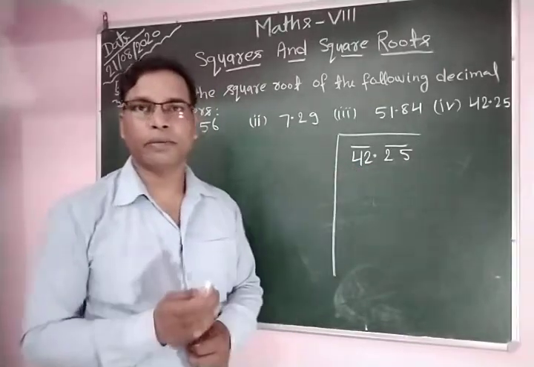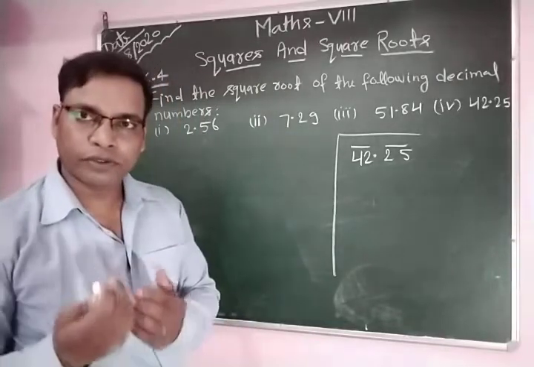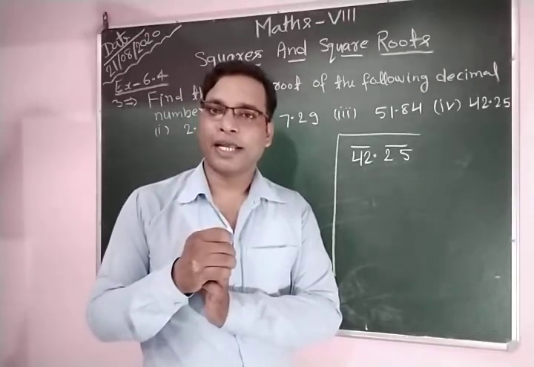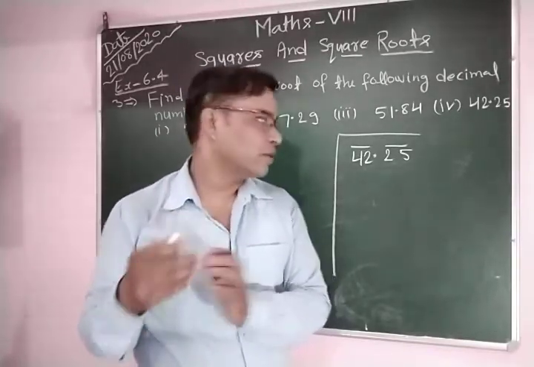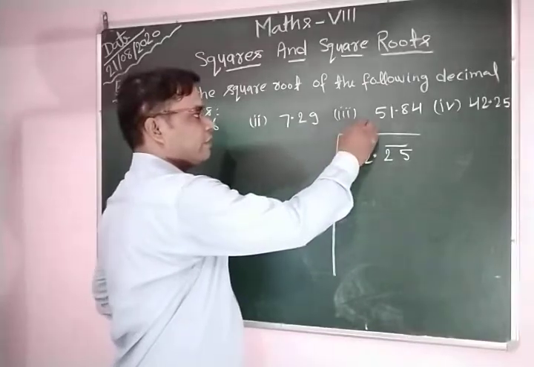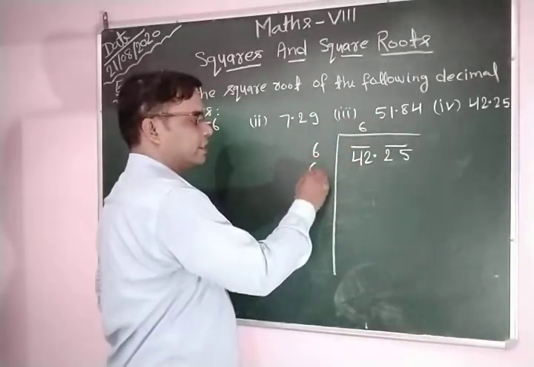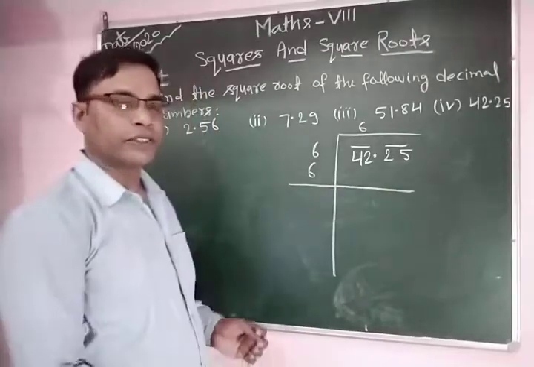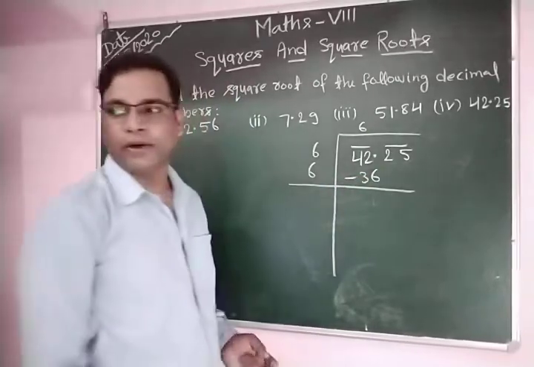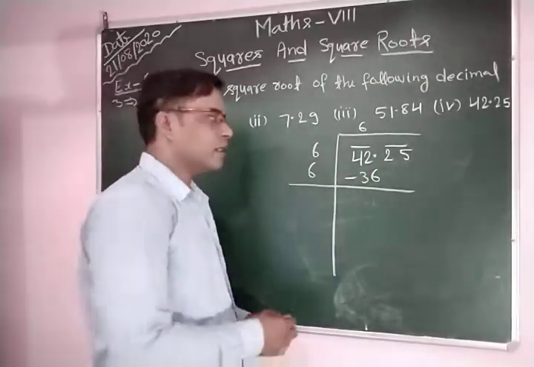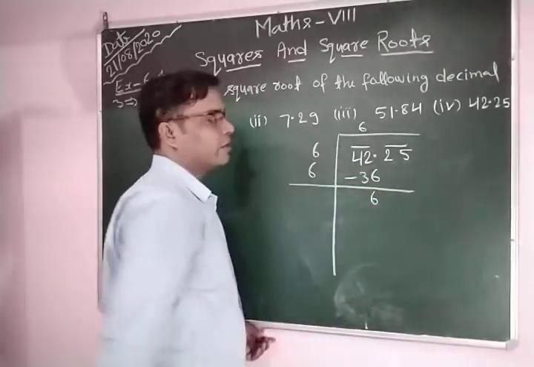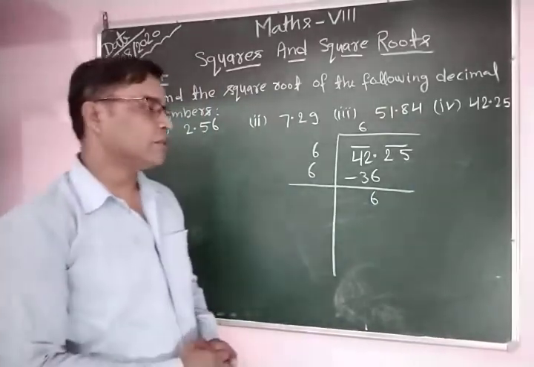This is 42. We select a possible number whose square is less than or equal to 42. Such a number is 6. You write here 6, and again here 6, like this. So 6 into 6 is equal to 36. We write here 36 and after this subtract it. So 42 minus 36, we obtain 6.